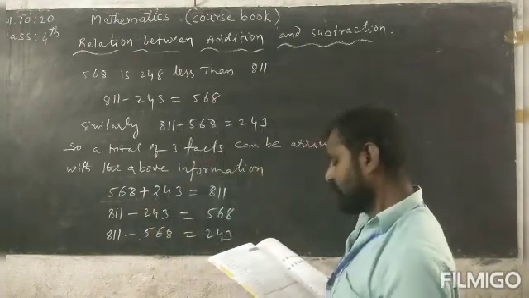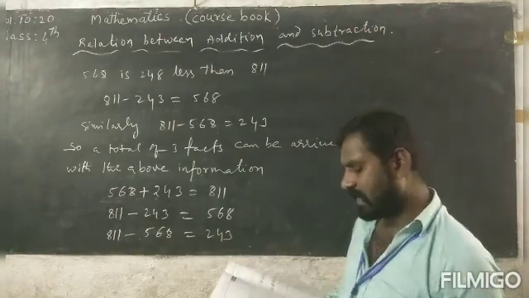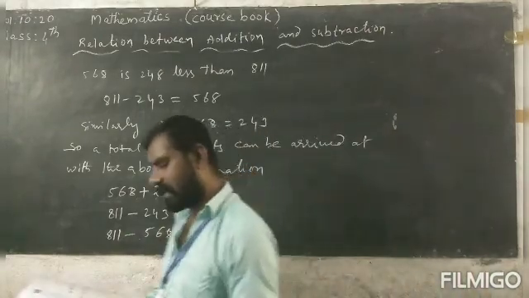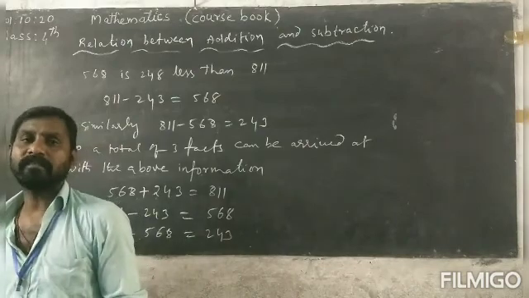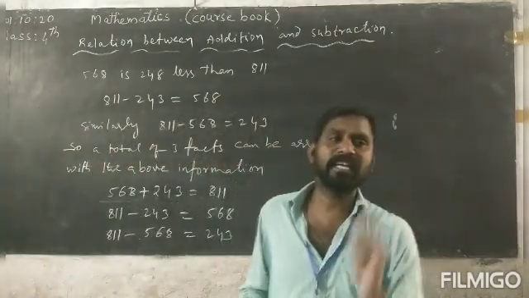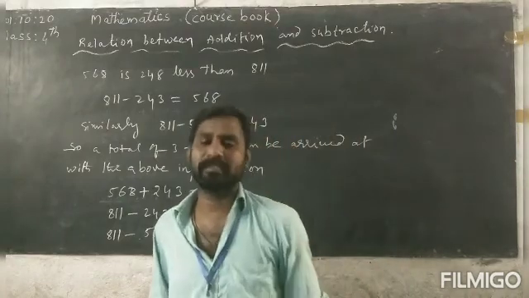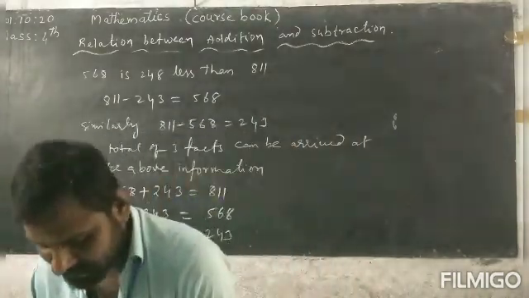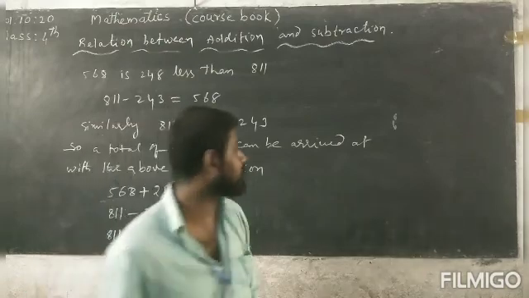So, from this, one can understand the relation between addition and subtraction. Observe. So, what do we observe here? One addition fact can give 2 subtraction facts. Now, I am taking another example, a very simple example.